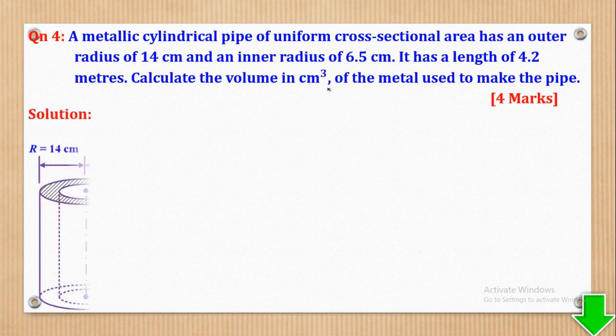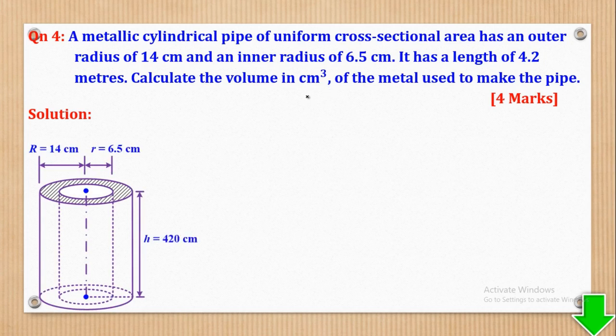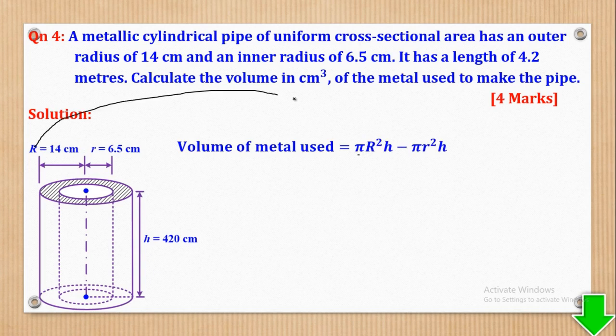So let me first draw the sketch. So this will be the sketch whereby the outer radius is 14 centimeters, inner radius is 6.5 centimeters, and this height, the length will now be the height, and it is 420 centimeters. So with that sketch, you come and write that the volume of the metal used will be equal to, remember, volume of the cylinder is pi r squared h. So since there are two radii, we shall say one radius is capital R, so pi capital R squared h, because they all have the same height.